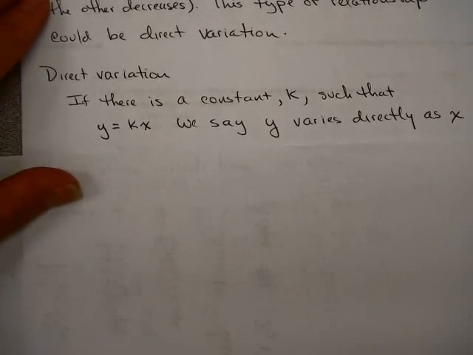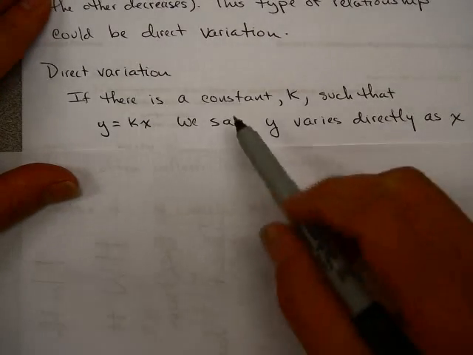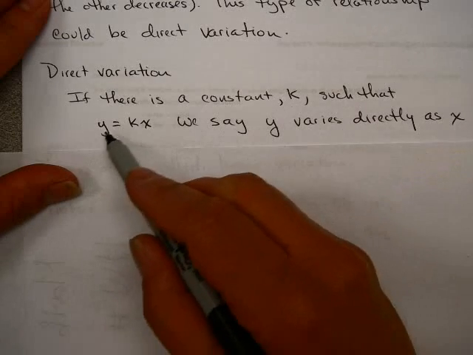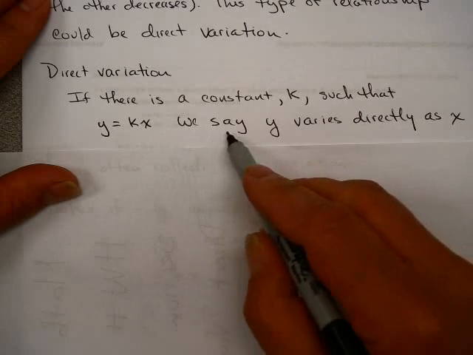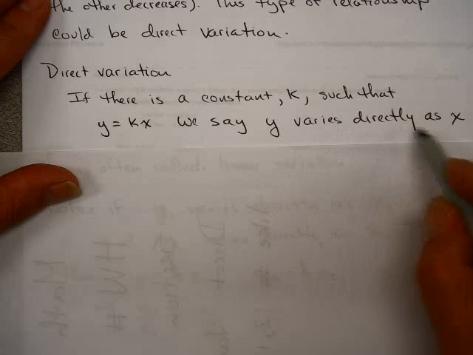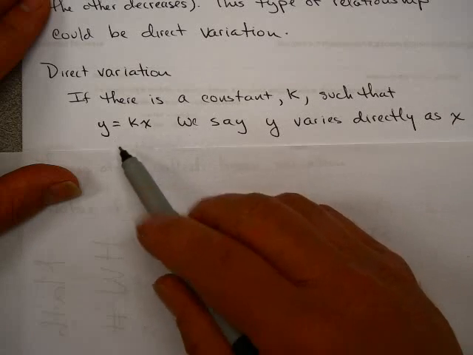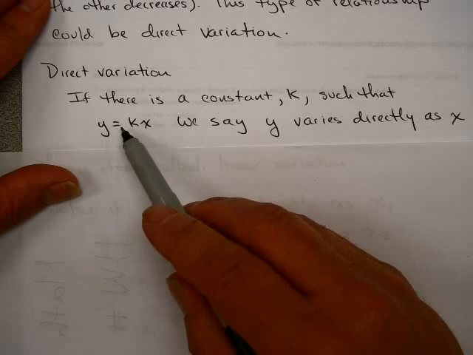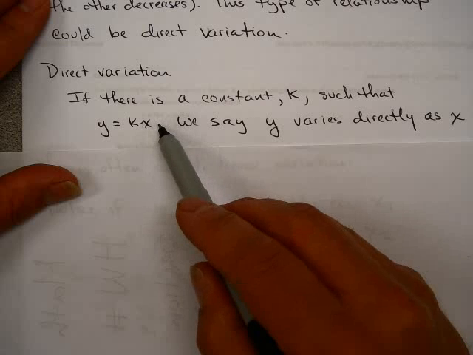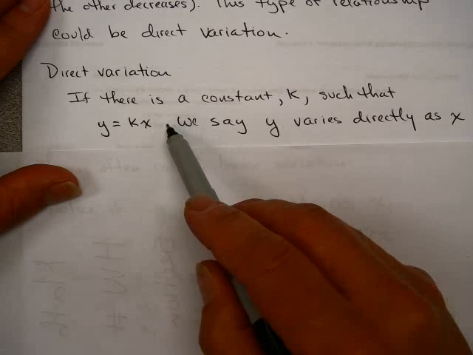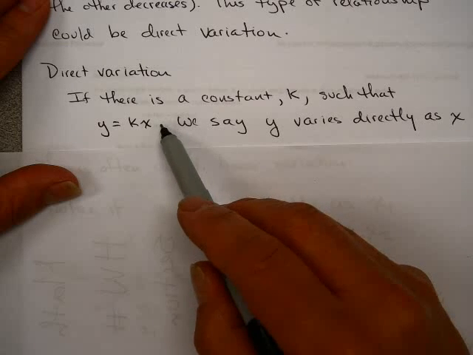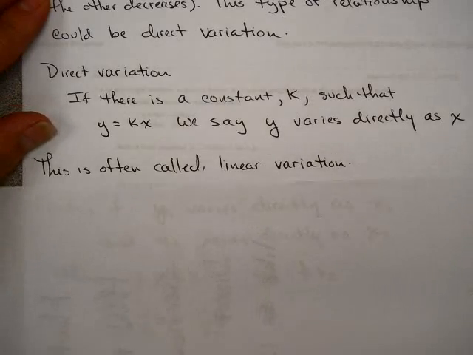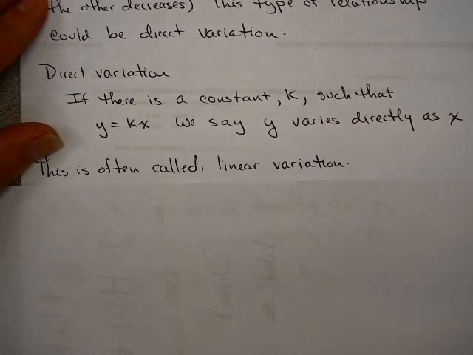Here's a definition. If there is a constant k such that y equals kx, we say y varies directly as x. Notice that this is one variable equals a constant times another. No plus another constant or plus another term here. This is often referred to as linear variation.